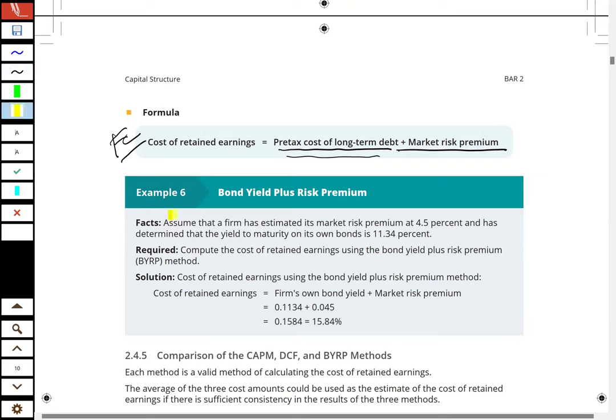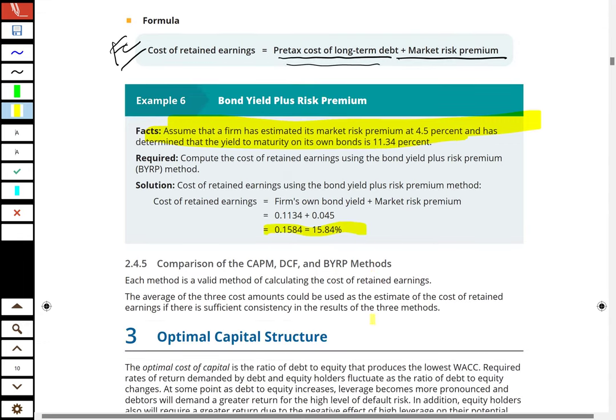Okay, so what happened? Assume a firm has estimated its market rate premium at 4.5% and has determined that the yield to maturity on its own bond is 11.34%, and you just simply add that.